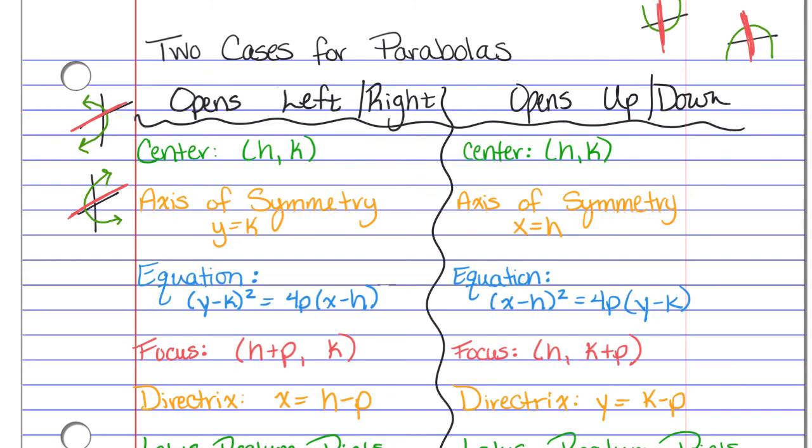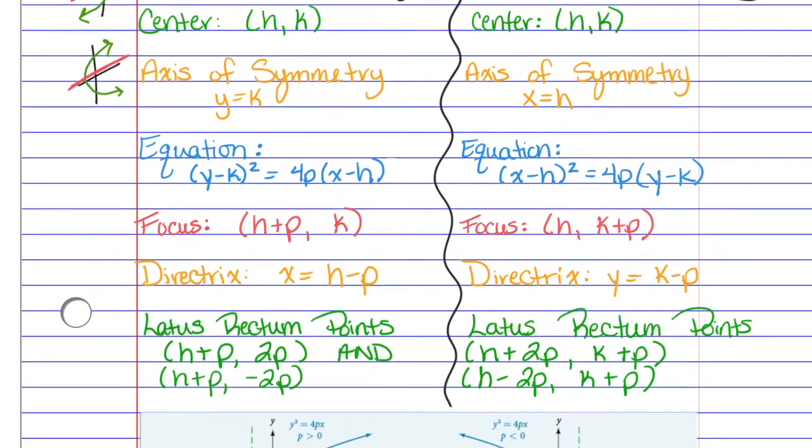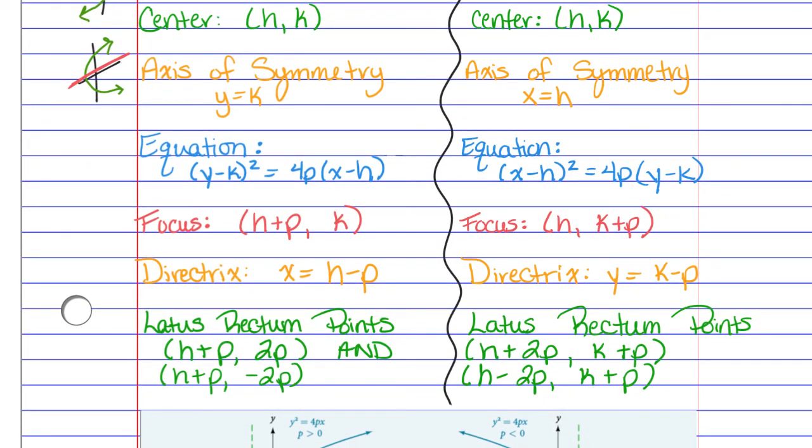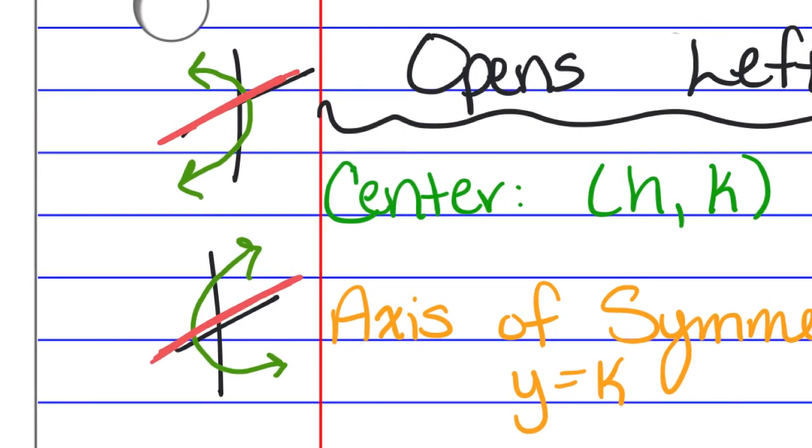Your focus, now from here on down, it looks really scary because there's a lot of variables happening. Each one represents something different. But your focus, remember, just like from the ellipse and from the hyperbola, is a distance from the center. In a parabola, that center is called your vertex. So if my graph opens to the left or to the right, then my focus is going to be inside of that parabola.